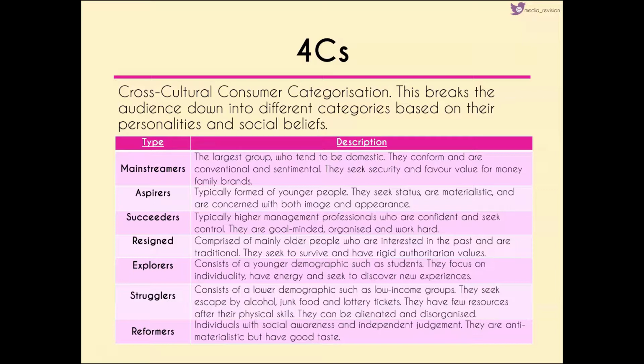And our reformers tend to be individuals with social awareness and independent judgment. They're anti-materialistic, but they do have good taste. Now again, when we think of this compared to the ABC1 system, it's not definitive, it's not completely accurate. Somebody or some organisation could fall into multiple parts of this system, but remembering one or two might be useful to help you out in your exams.